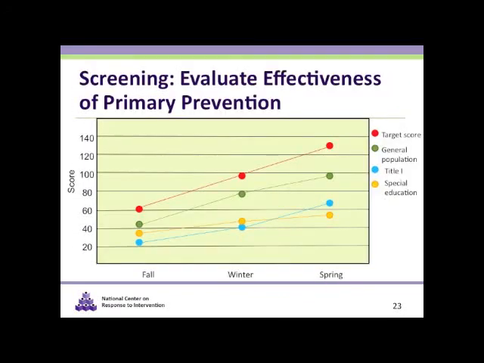Using data from primary prevention, districts and schools can also analyze performance by subgroups and make decisions about the efficacy of primary prevention for most students. In this graph, the red line, or the target line, represents target scores or expected scores of students. Depending on the location, this may either be the established benchmarks, the cut scores, or national performance norms. This data can help us to answer questions such as, how is the general population performing in comparison to the target scores? How are students in Title I performing compared to students in the general education setting? And are students with disabilities performing at similar rates as students without?